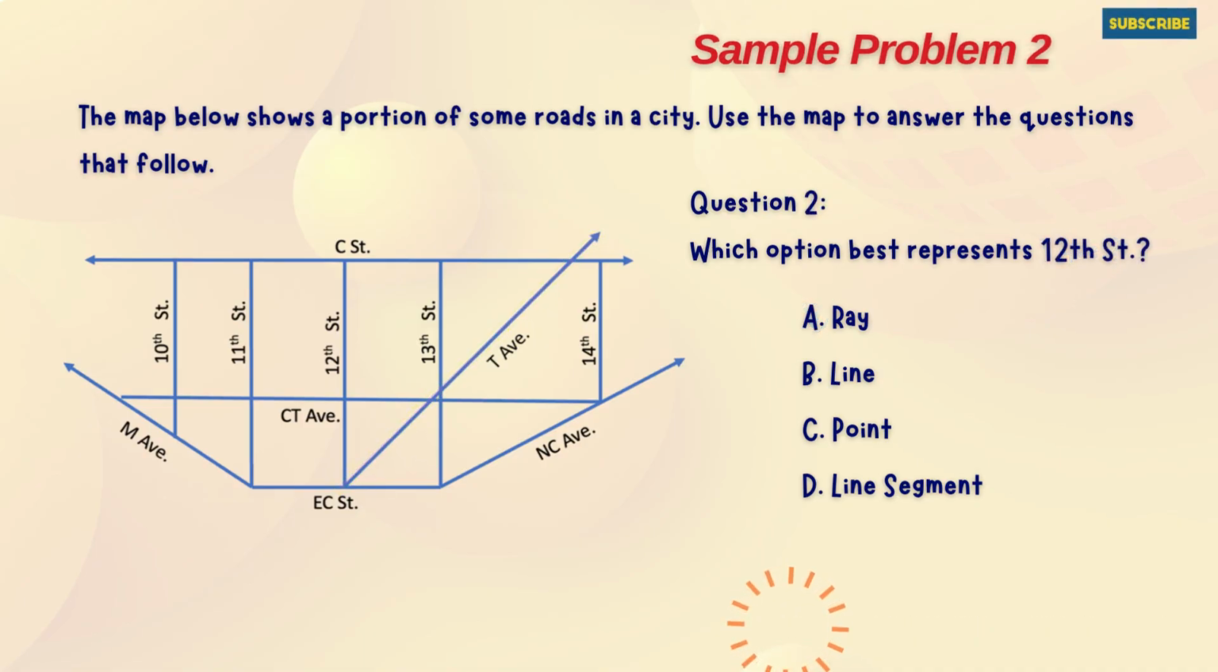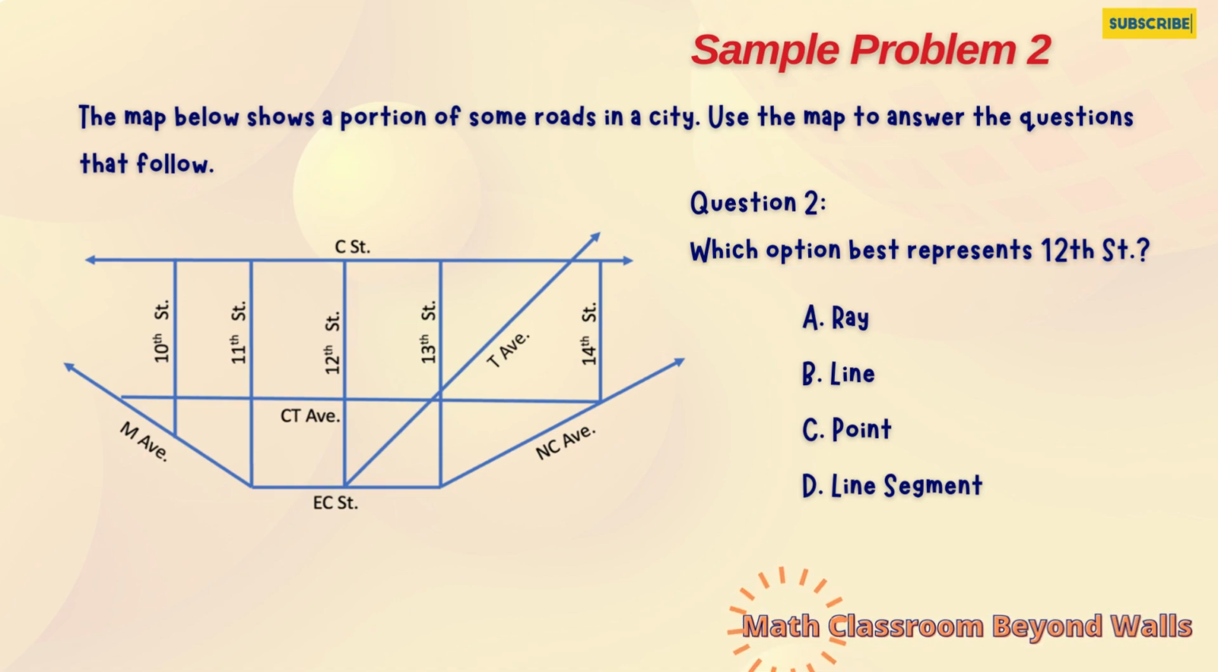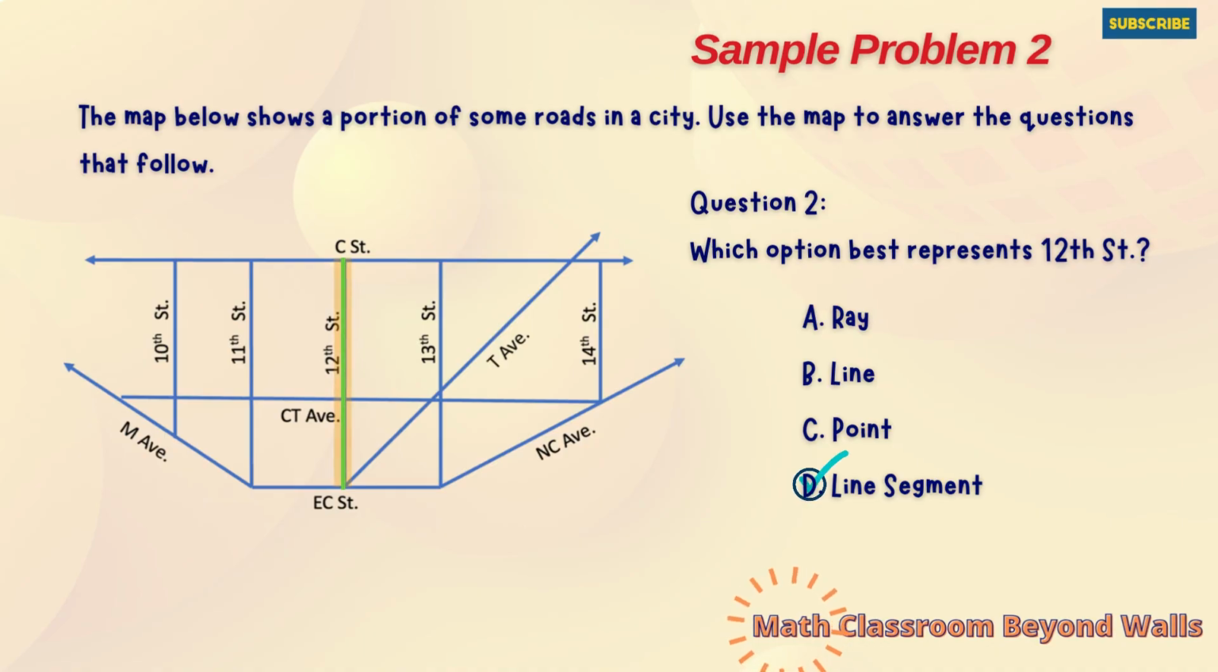We now move on to question 2. Here, we're asked which option best represents 12th Street. We will look for 12th Street on our map. Here it is. Which of the options best represents 12th Street? Is it option A, option B, option C, or option D? Okay, so the answer is option D. A line segment best represents 12th Street.